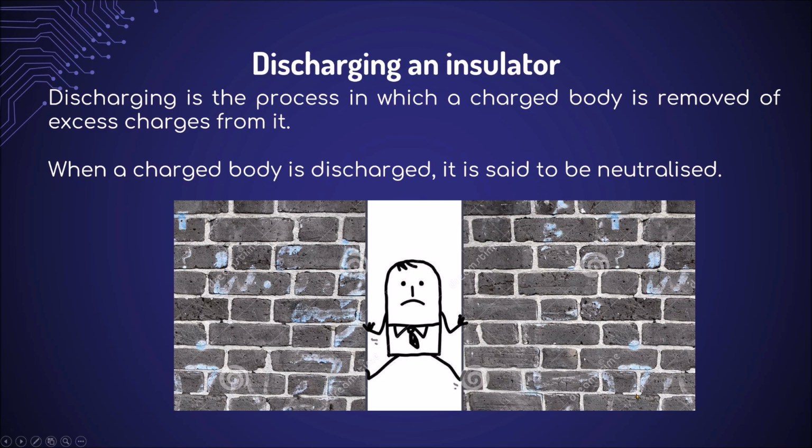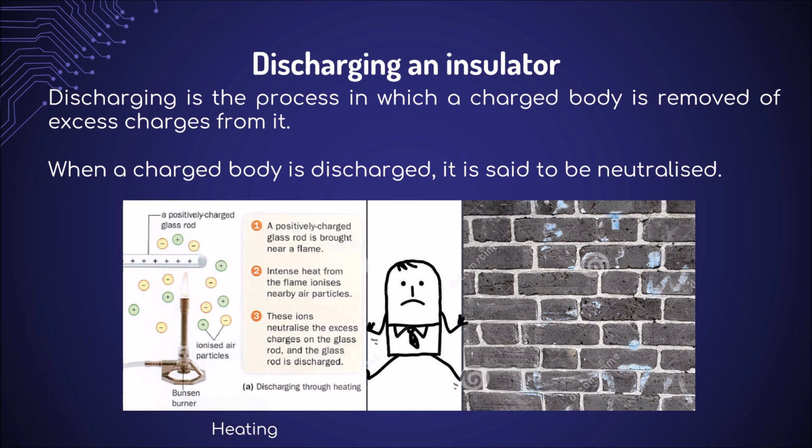In this section of the video, we'll be talking about how we discharge a charged object. Just like we can charge an insulator and conductor, we can also discharge an insulator and conductor as well. The process of discharging is to remove excess charges from the charged body. When a charged body is discharged, we say that it is neutralized.